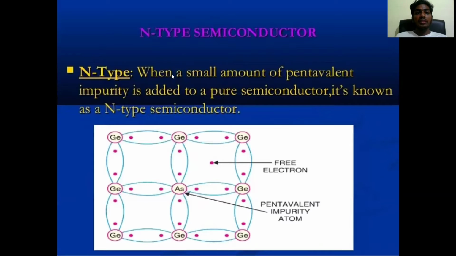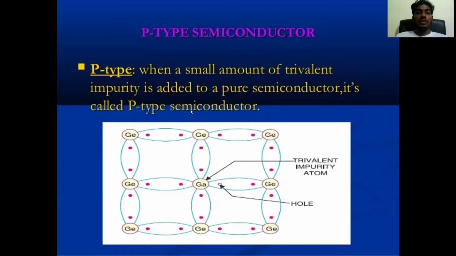Next, n-type semiconductor. When a small amount of pentavalent impurity is added to a pure semiconductor, it's known as n-type semiconductor. Pentavalent means 5 electrons. As is pentavalent and Ge is a pure semiconductor. When we add pentavalent impurity to the pure semiconductor, it is called N-type semiconductor.